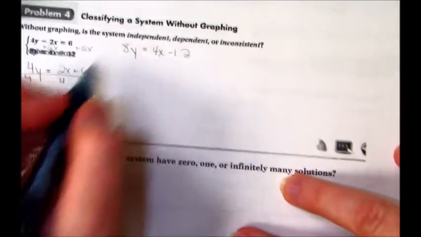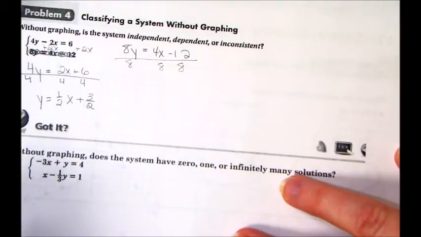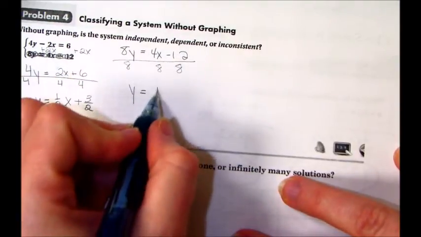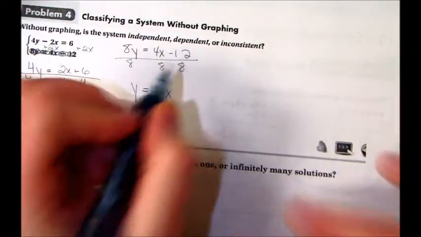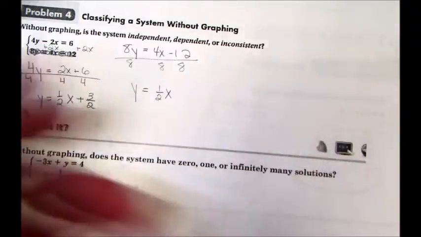Let's solve the other one. The only thing I have to do here is divide everything by 8 because x is already on the correct side. We're going to get y equals 4 over 8 is 1/2. Negative 12 over 8, on the other hand, is going to be negative 3 over 2.